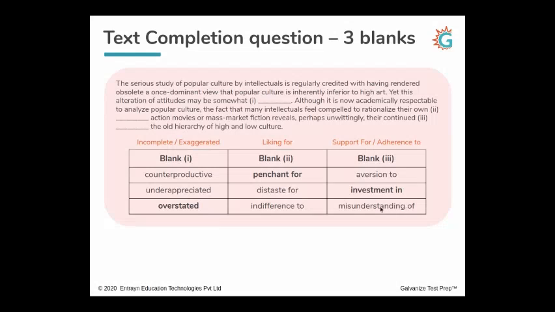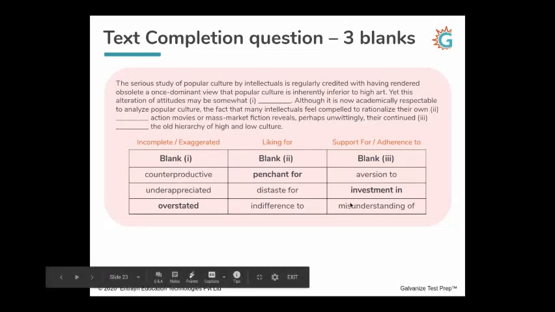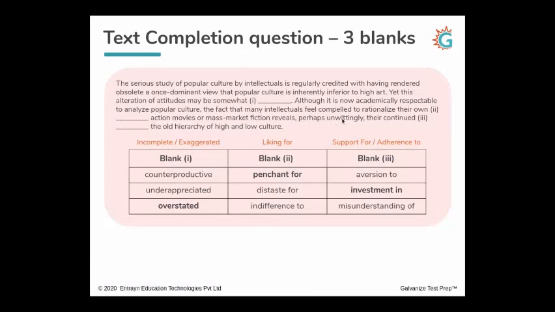Misunderstanding of is not the same as support for or adherence to, so that can also be eliminated. Now, if you just look at the options and fit in misunderstanding of here, it will fit in perfectly. But say you look at the question and first you look at the options. You got hold of misunderstanding of. Then you read the whole question. When you read it, you'll keep reading it as their continued misunderstanding of the whole hierarchy, and it may seem fitting, and you'll end up choosing that option.